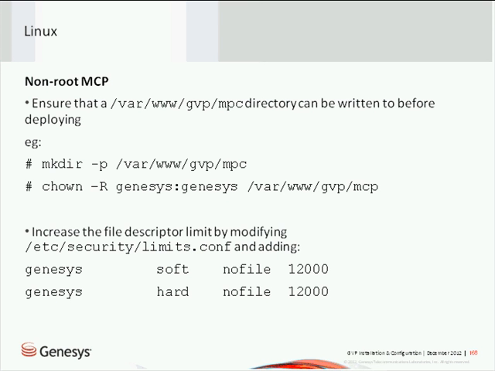Also for Linux, for non-root MCPs, when you deploy, you basically have to make sure that this directory exists and is writable by whatever particular user you're using. So the simple way is you make the directory and change the ownership of it to whatever user, using this example as Genesis user. You should also increase the security limits to increase the file descriptor limit. Basically, the media platform will try and increase it to 12,000, and if it's not root, you can't do that. So set it yourself beforehand.